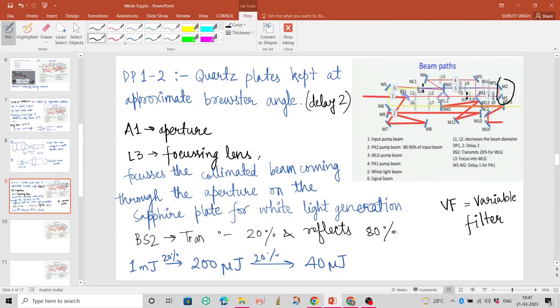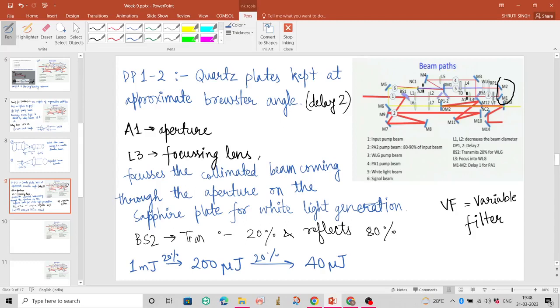So what is the job of VF? It's a filter, kind of ND filter we can say, which cuts out the optical density. So we don't want to pump in so much light. From 1 millijoule we came up to 40 microjoules using the beam splitters. Even if this much energy seems high, then we can use the variable filter to cut the amount of power which is going in. So next part is this VF1 variable filter.